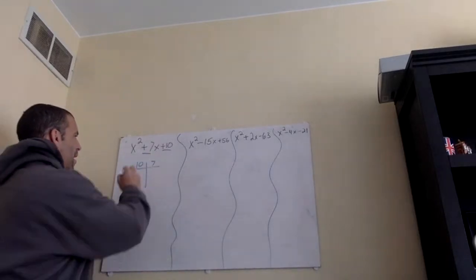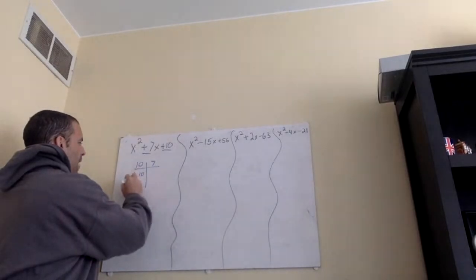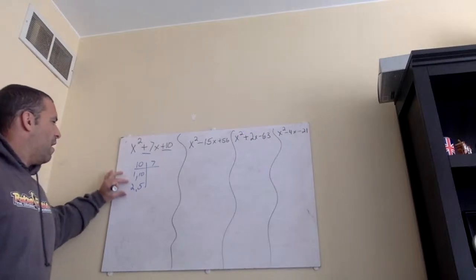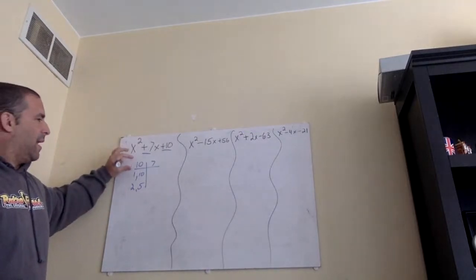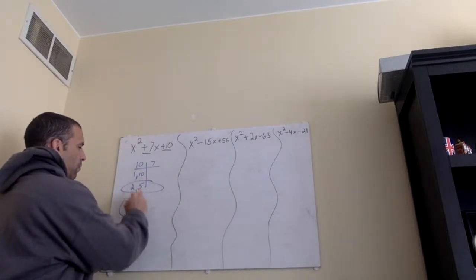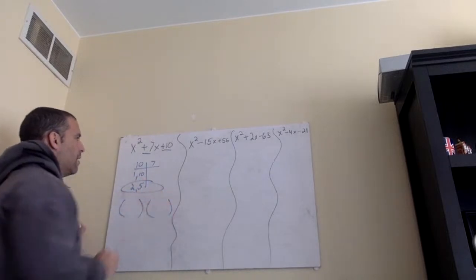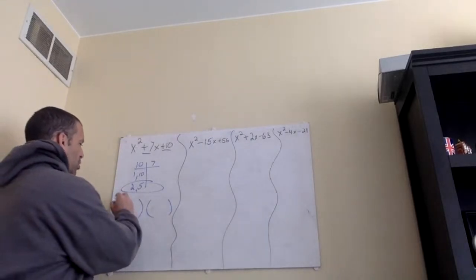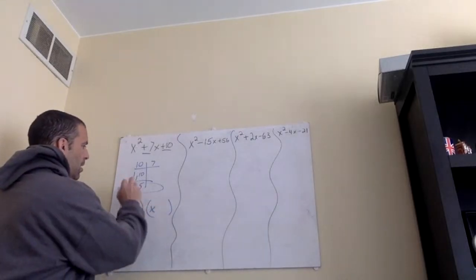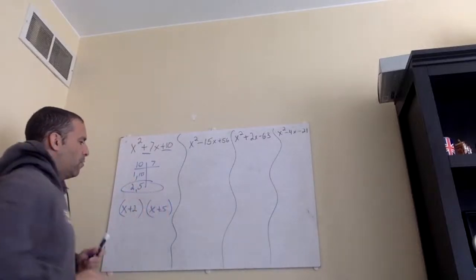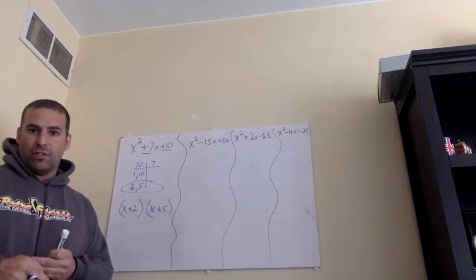So we have 1 and 10, and we have 2 and 5. Since 2 and 5 do both multiply to 10 and add to 7, this is the pair we're going to use. So we're going to take this expression and split it up into two binomials. We split the x's up, and then insert the factors, x plus 2 and x plus 5. Remember, you can always check by FOILing to see if it's correct.